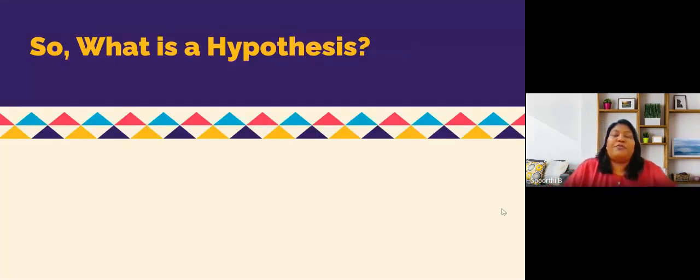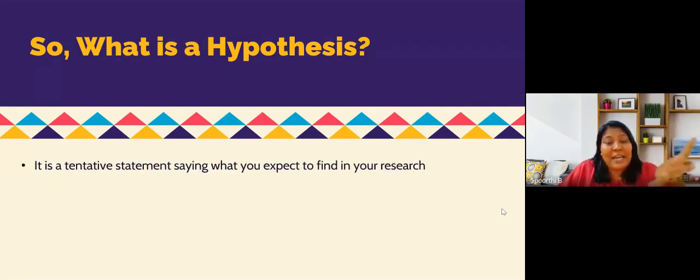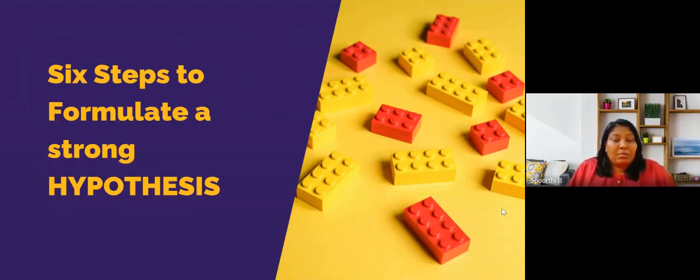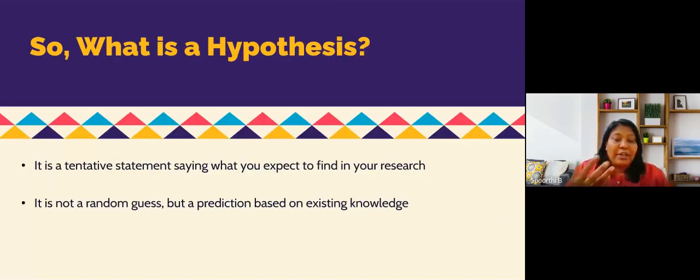Okay. So first, even before we get there, we'll understand what a hypothesis is. Like I already explained, it's a tentative, testable answer, a solution to your research question. It is a tentative statement saying what you expect to find in your research, to put it in simple words. And it is not a random guess, but a prediction based on existing knowledge. When we say existing knowledge, there are a lot of people who've already conducted research in this area. There are articles, there are elders in the family who would say this, right? People would say that apples are good because they are high in nutrition.